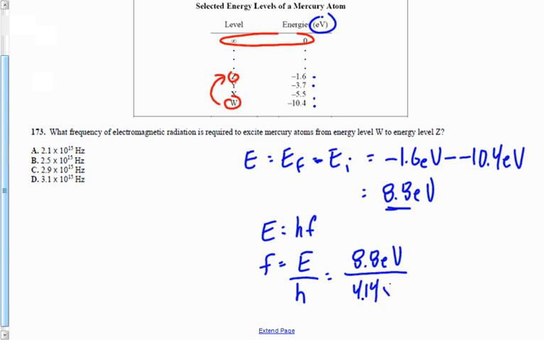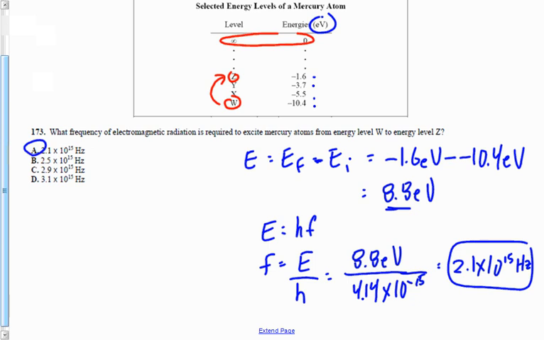8.8 divided by 4.14 times 10 to the minus 15. And what does that give me? What was it again? 2.125 times 10 to the 15 hertz. So the answer clearly would be A.